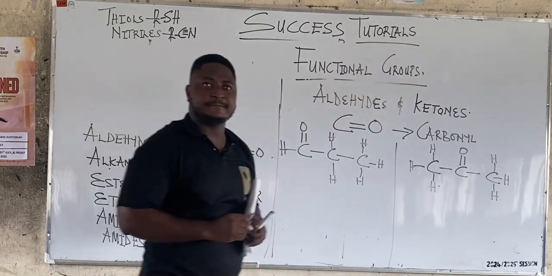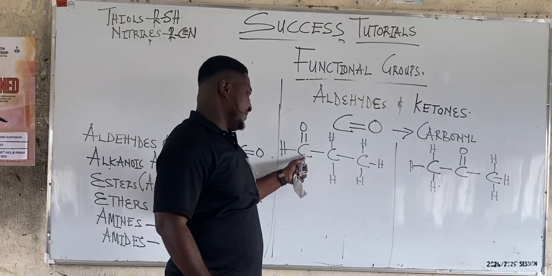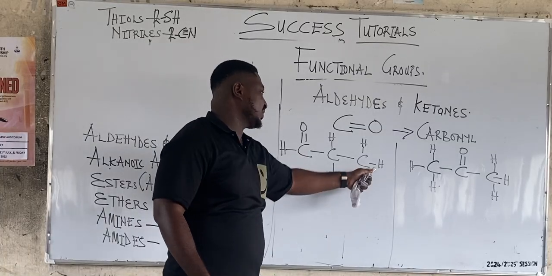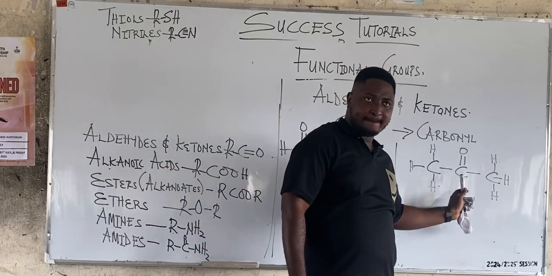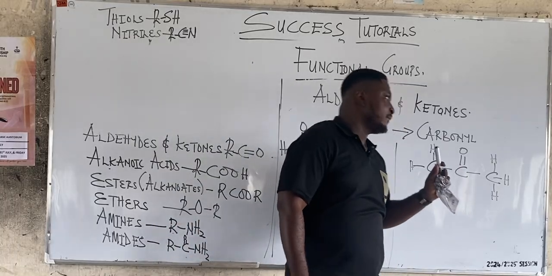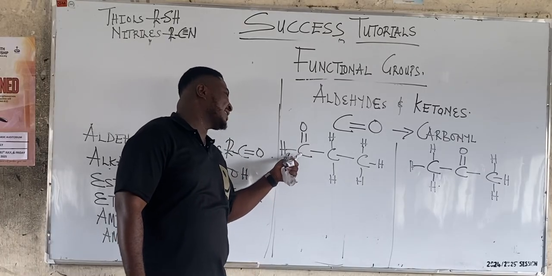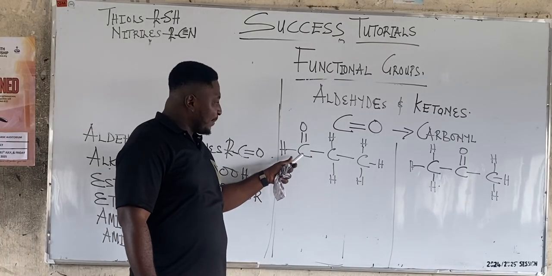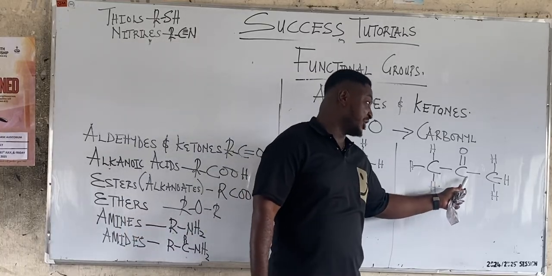So class, follow me. The aldehyde's carbonyl group is found at the ending carbons; it can either be here or here. The ketone's carbonyl group is found in the middle carbon. Now, another difference: because this one is found at the end, this carbon can still accommodate one more hydrogen. So the carbonyl group of an aldehyde has hydrogen attached to it, but the carbonyl group of the ketone does not have hydrogen attached to it.